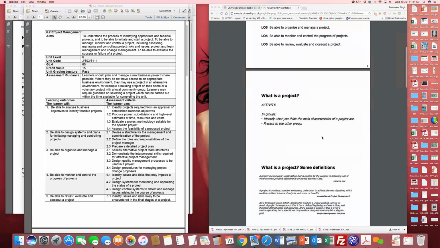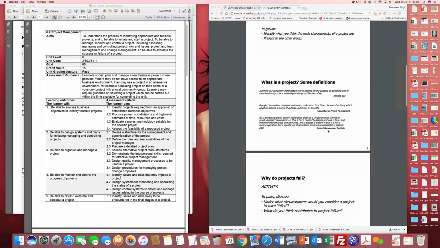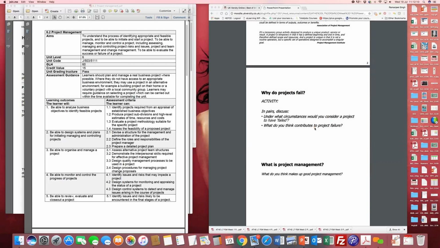So what is a project? What are some definitions of projects, like, what is PRINCE2? There is an association of project management, and they might also be helpful for you to do your assignment. Okay. Now, some of the parts that we look at is, why do projects fail?